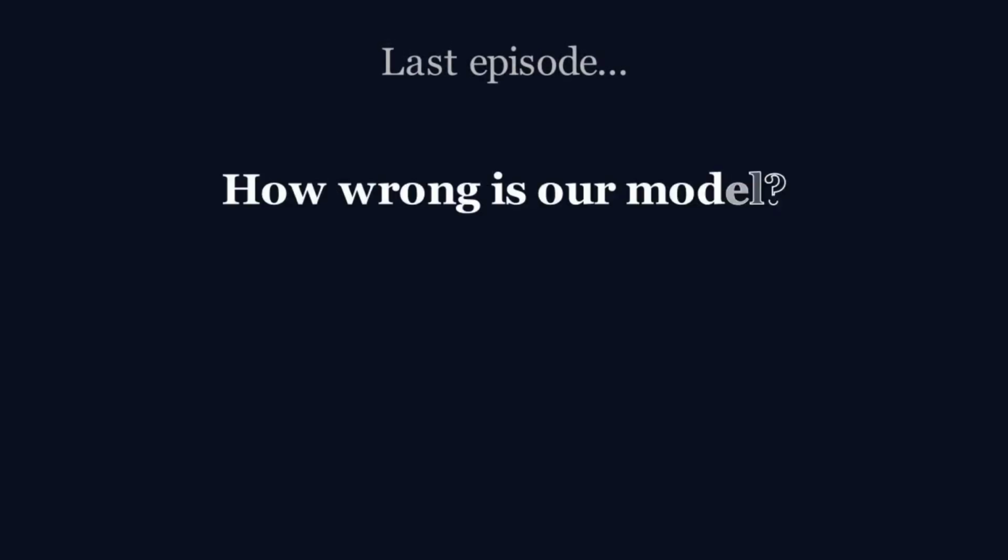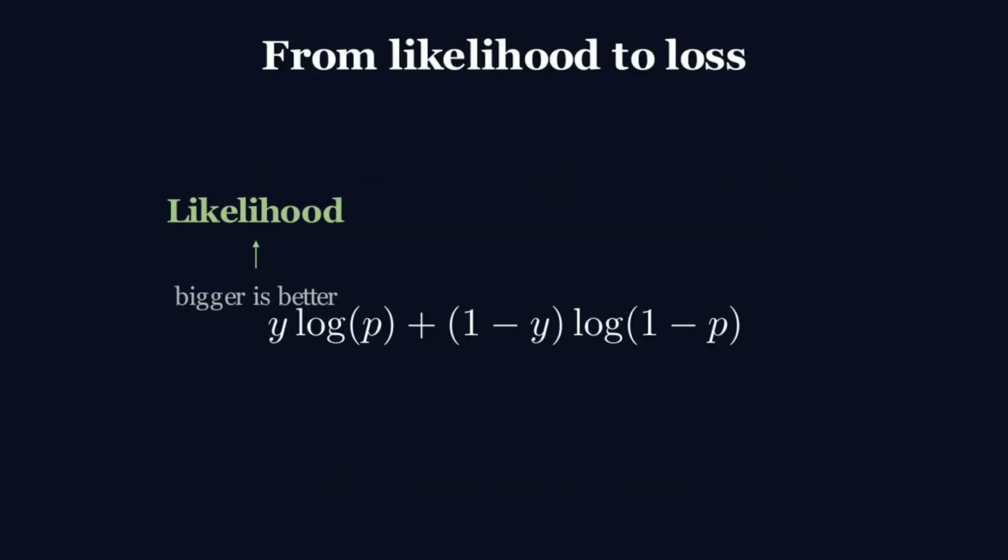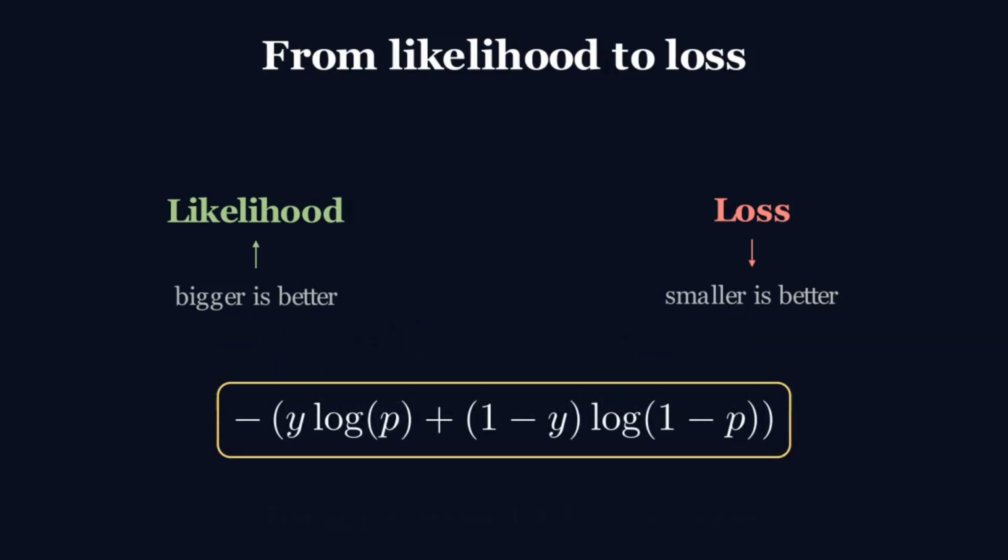Last episode, we finally answered one of the biggest questions in machine learning. How do we measure how wrong our model is? The answer was binary cross entropy loss for that classification example. It gave us a single number that told us exactly how good or bad our model's predictions were.